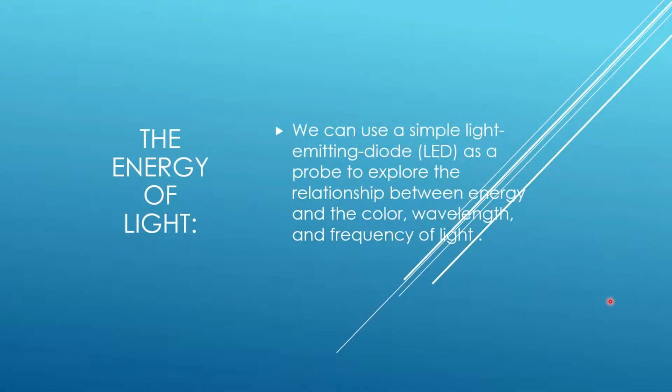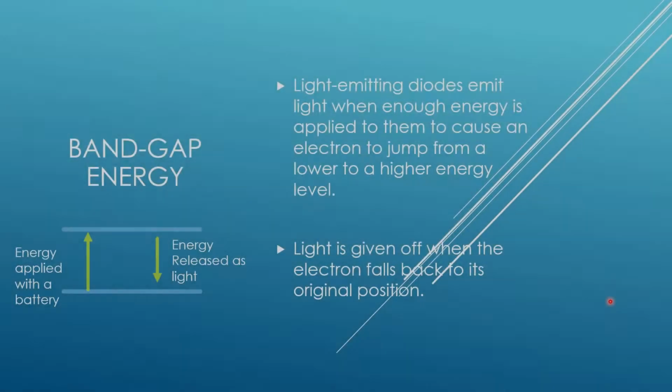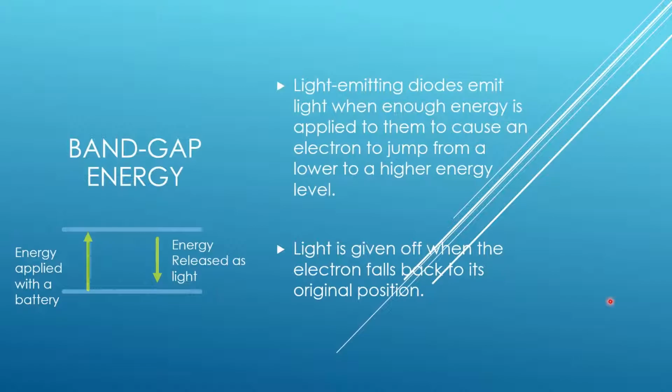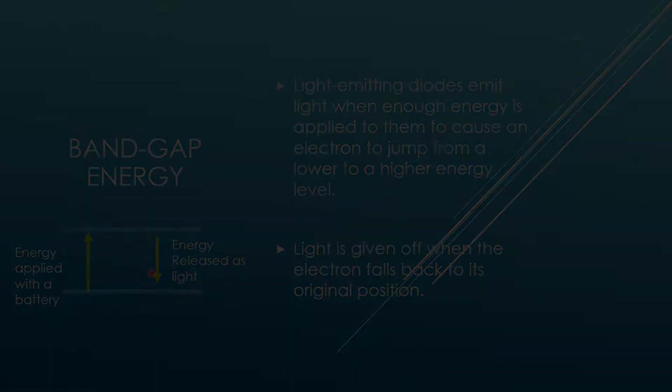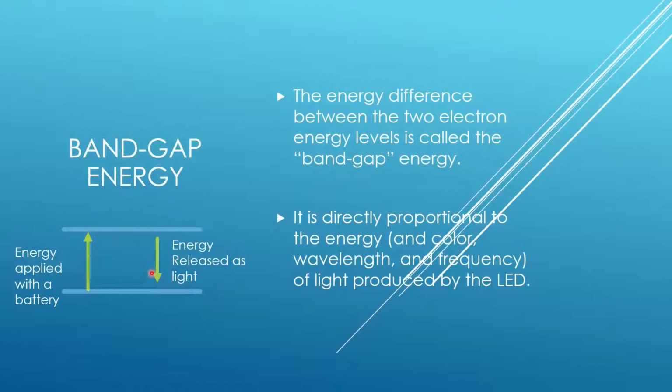We can use a simple light-emitting diode as a probe to explore the relationship between energy and color, wavelength, and frequency of light. Light-emitting diodes emit light when enough energy is applied to them to cause an electron to jump from a lower to a higher energy level. In this model right here, light is given off when the electron falls back to its original position. The energy difference between the two electron energy levels is called the bandgap energy, and it's directly proportional to the energy in color and wavelength and frequency of light produced by the LED.